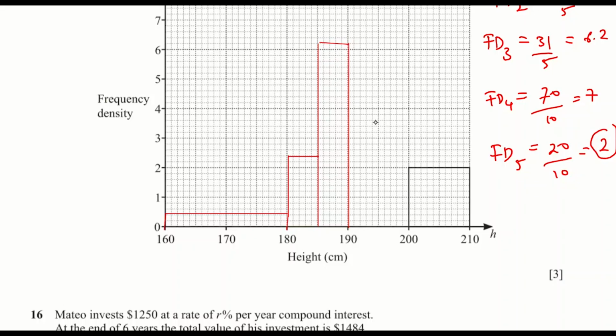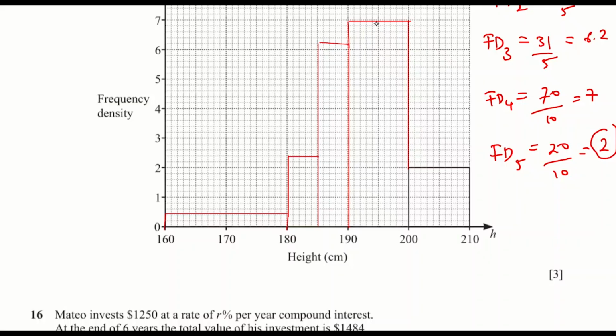And the last one is 190 to 200, and the frequency density is 7. So from here, I'll just take this to 7. Then take this to 7. Then close the top. So this is how to complete the graph.